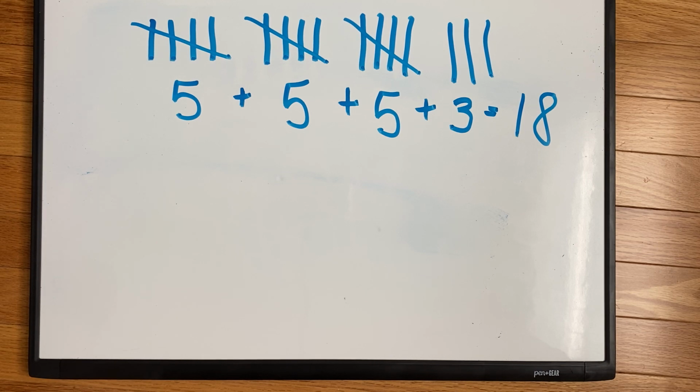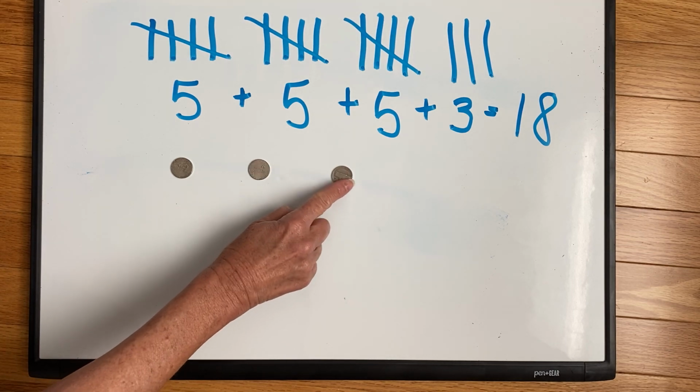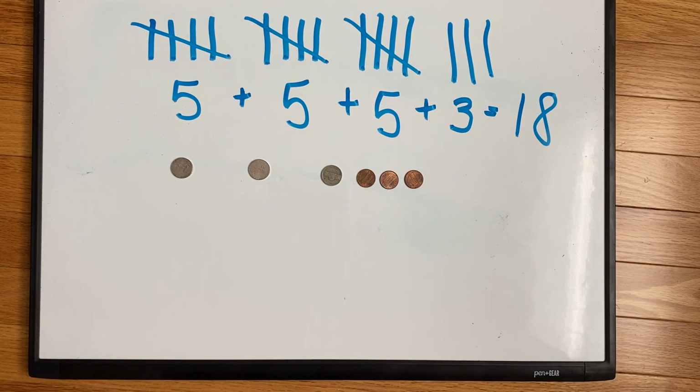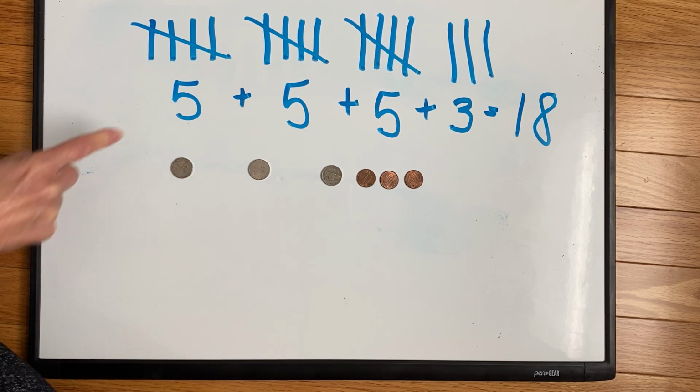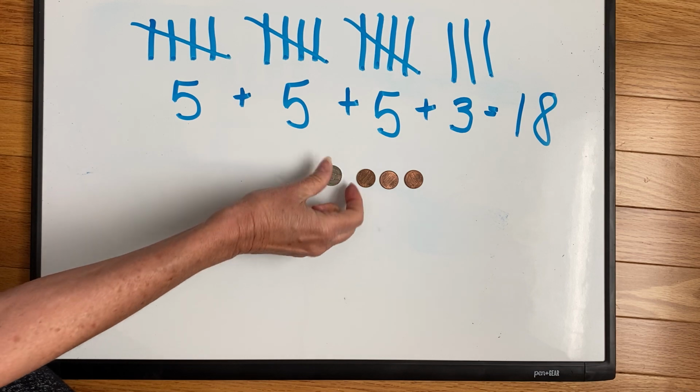So we can also relate money to our tally marks. So what coin represents 5? Do you remember? That's right, it's the nickel. So we could do 5, 10, 15, 16, 17, 18. So we can just represent numbers in all sorts of ways, using money, tally marks, numbers, forming equations. Math is just a lot of fun.